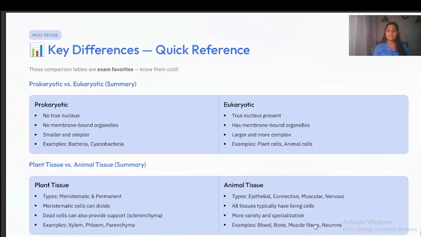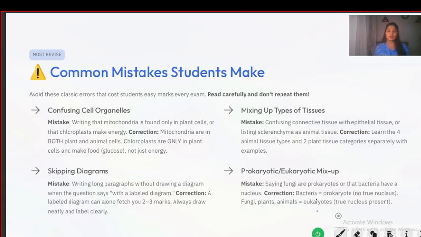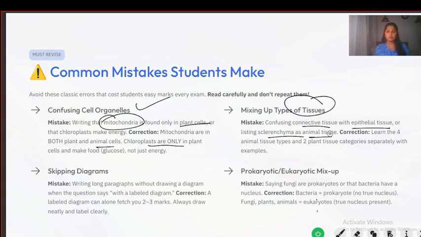Okay, so next, what are some common mistakes which you all make sometimes? You get confused or mix up things, like confusing the cell organelles. Writing that mitochondria is found only in plant cells, whereas it is found in both plant and animal cells. Mitochondria are found in both. Chloroplasts are only found in plant cells. Then mixing up the tissues, confusing connective tissue with epithelial tissue, or treating sclerenchyma as an animal tissue. So these small mistakes you will be making.